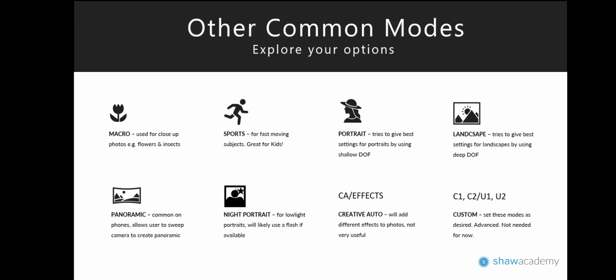And then we've got C1 and C2, which is custom 1 or custom 2 or user 1 or user 2. Again, depending on the camera, this is very advanced though. These are modes that you can set as desired. They're custom functions. So you can choose what you want to set these dials as. Nothing to worry about at all for right now.